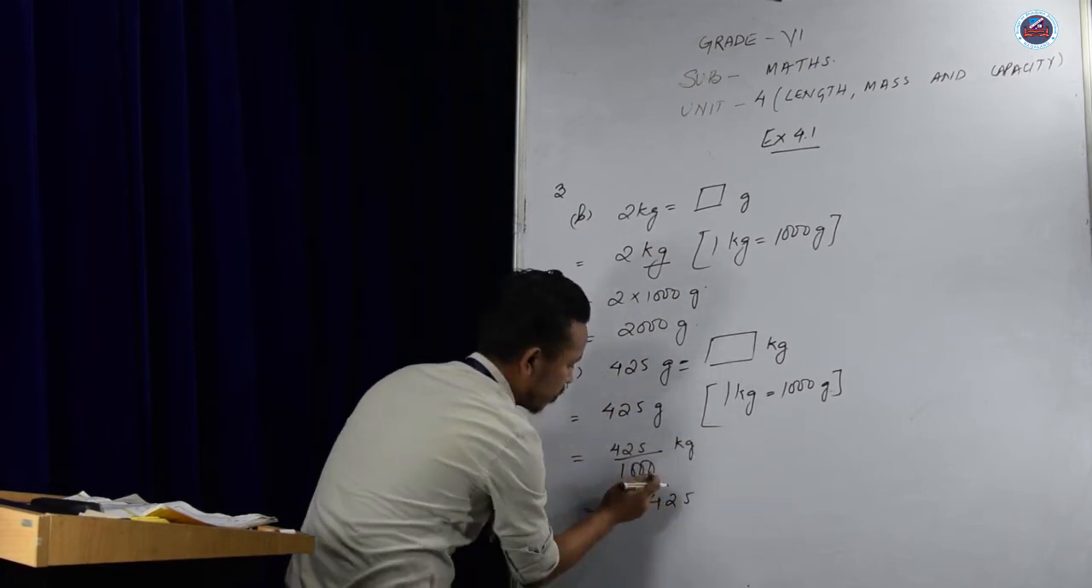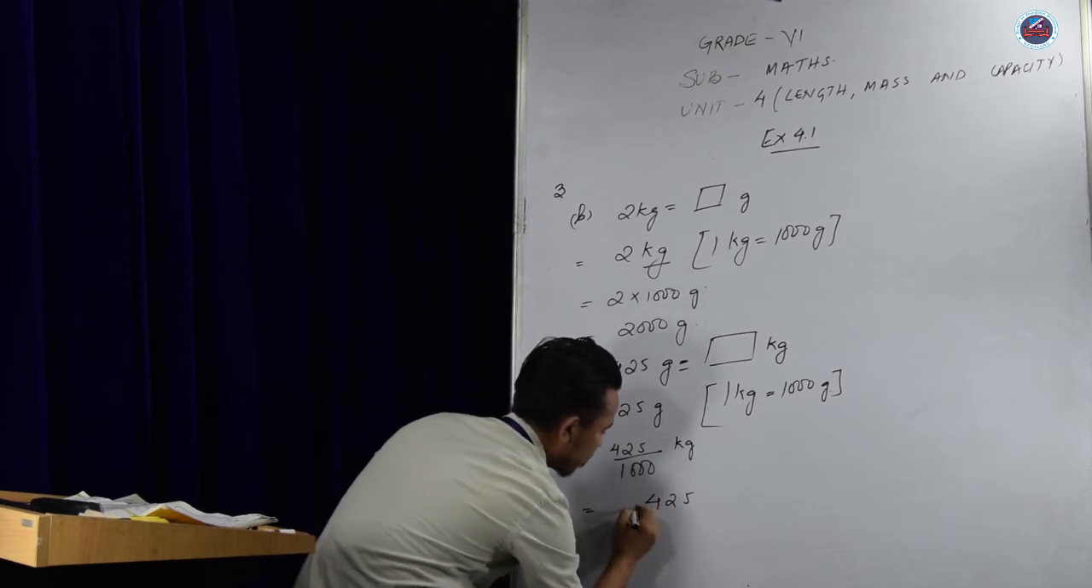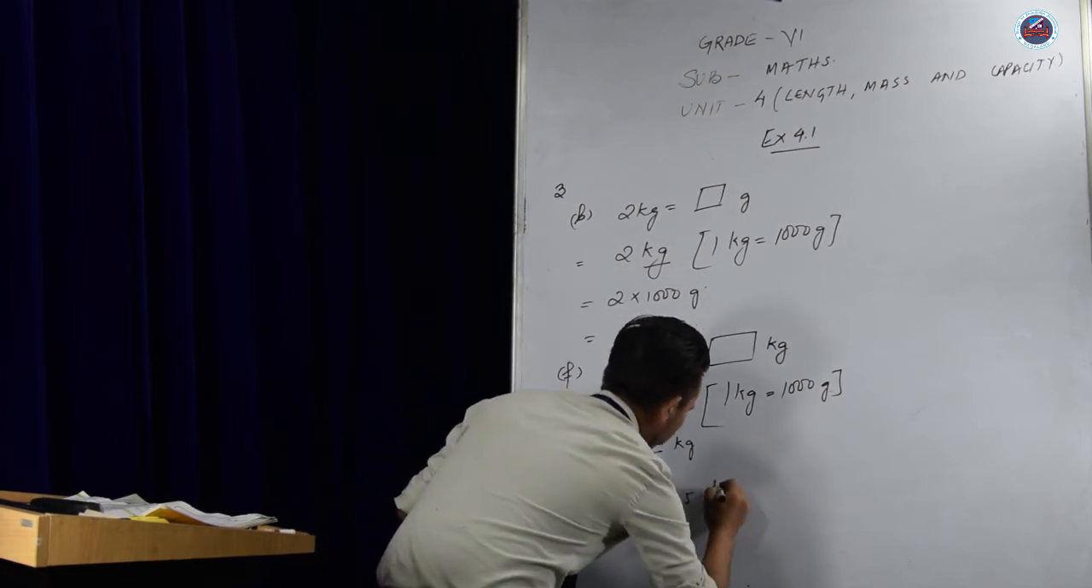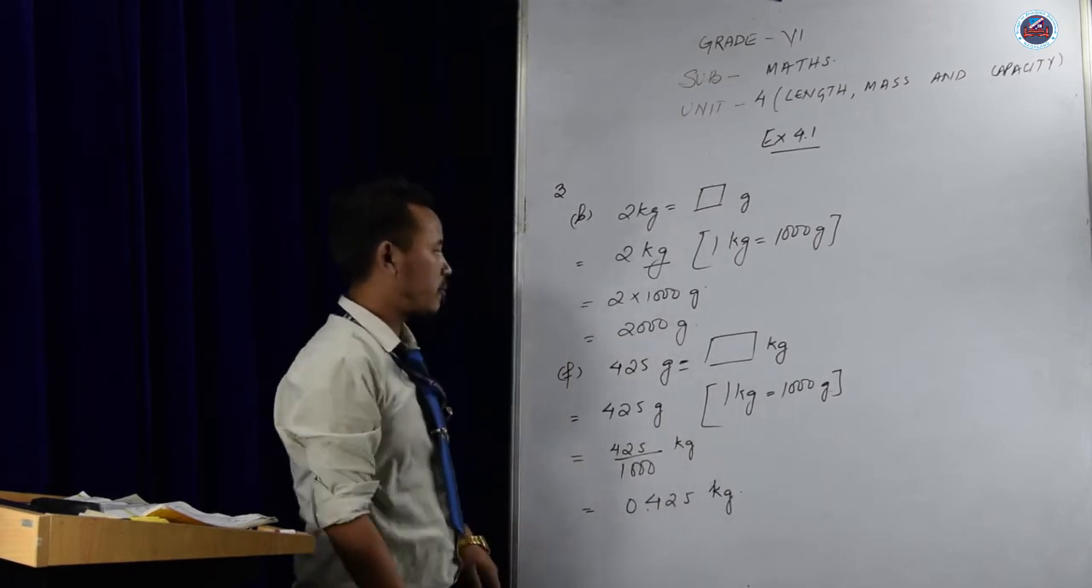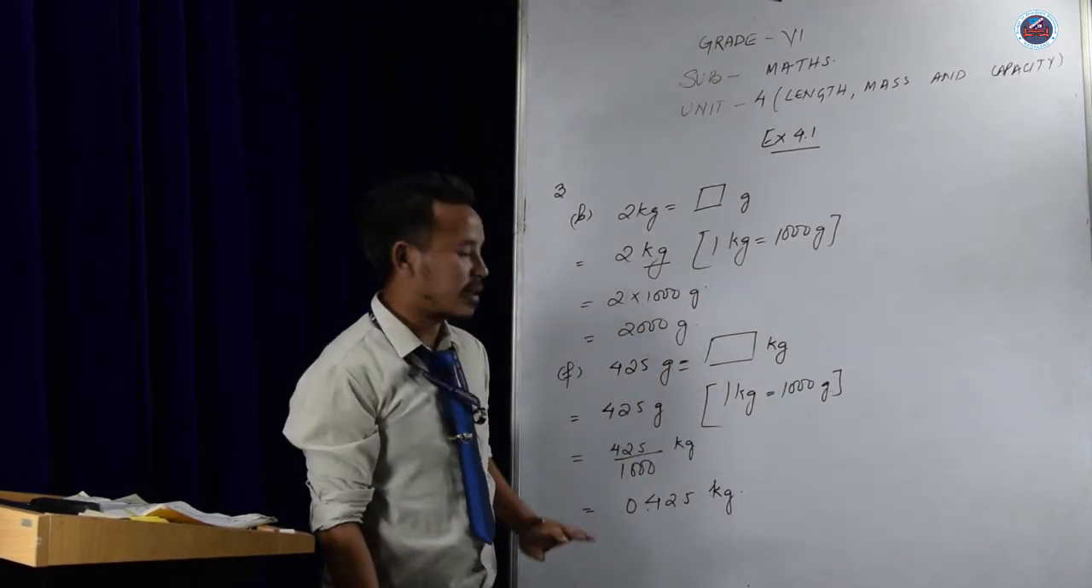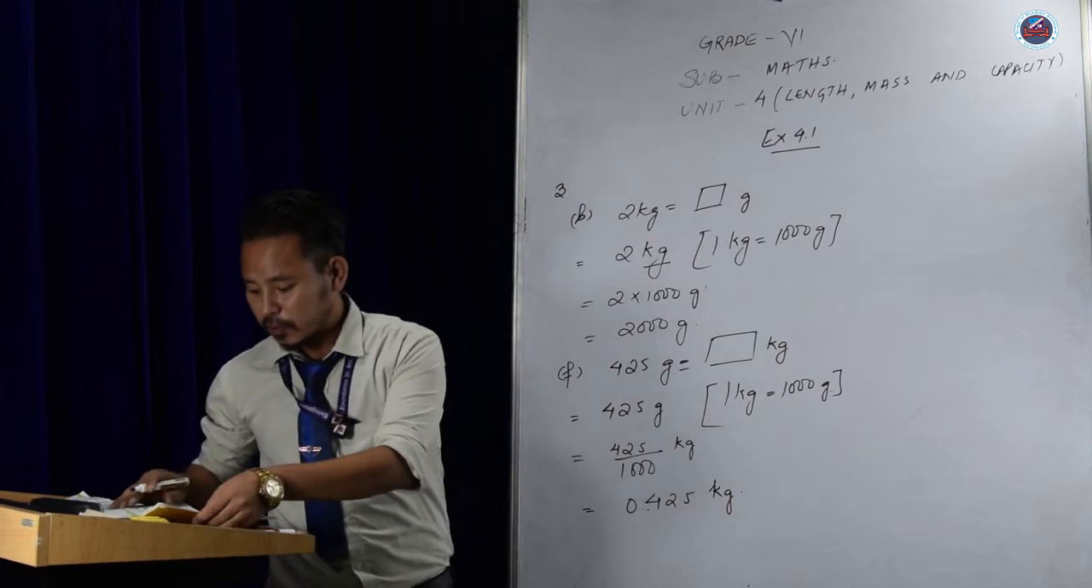425, there are 3 zeros, 1, 2, 3. 1, 2, 3, point. Gives us 0.425 kilograms. I hope it is clear. Now moving on to the next one.